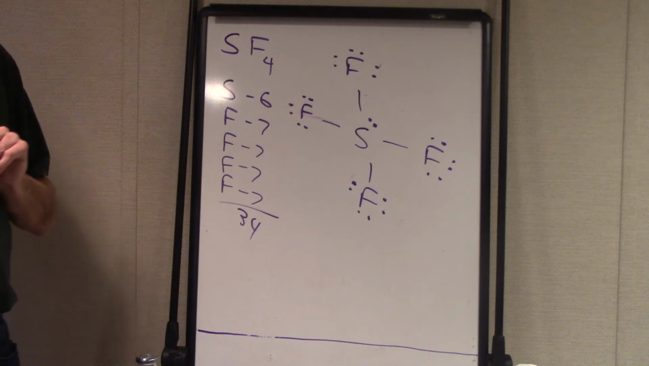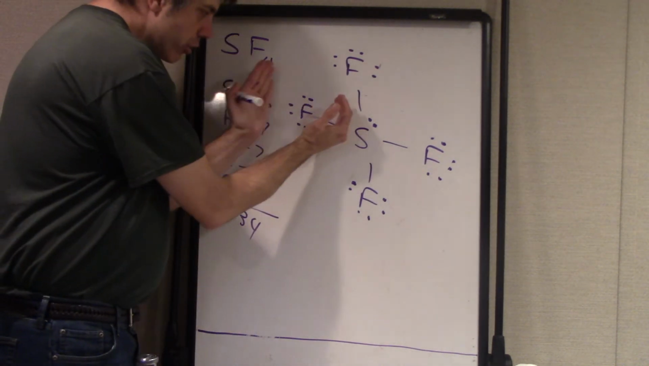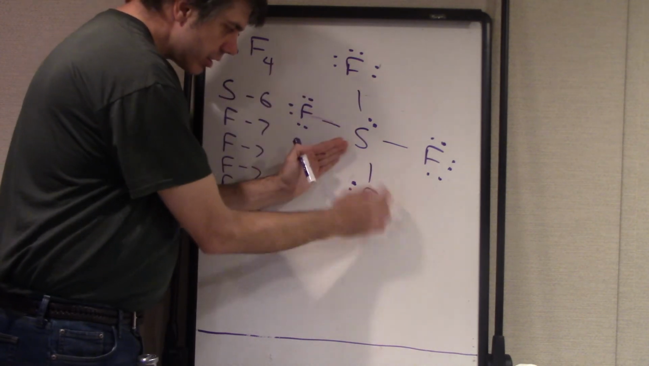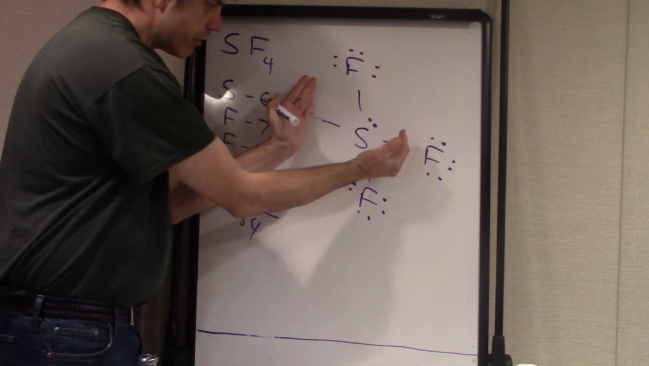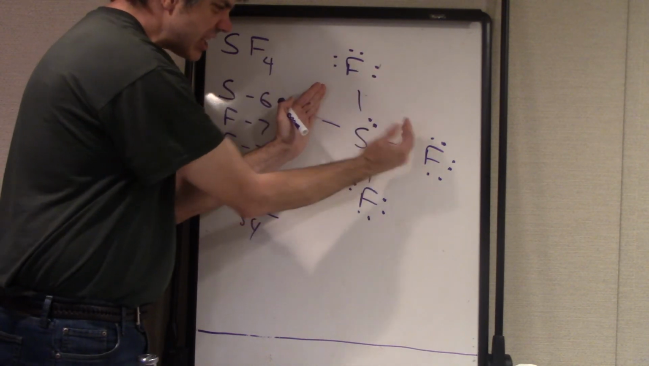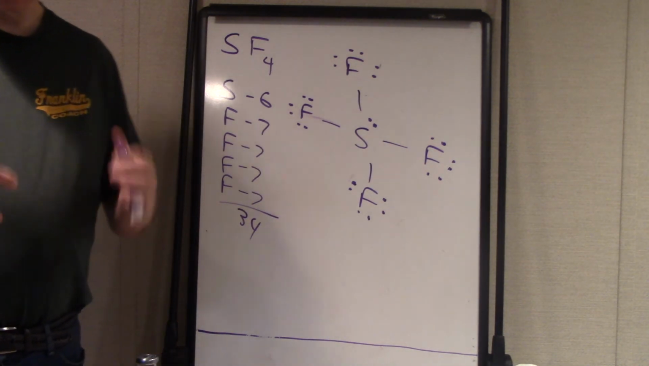But I never check the octets. I should go back and check the octets. Each of the fluorines will have 2, 4, 6, 8. Sulfur, 2, 4, 6, 8, 10. So I drew this as an expanded octet on sulfur.